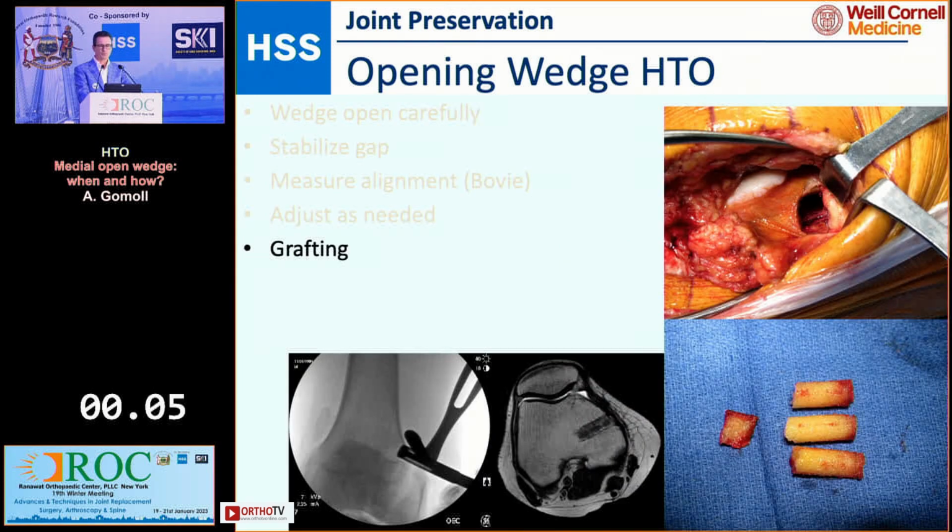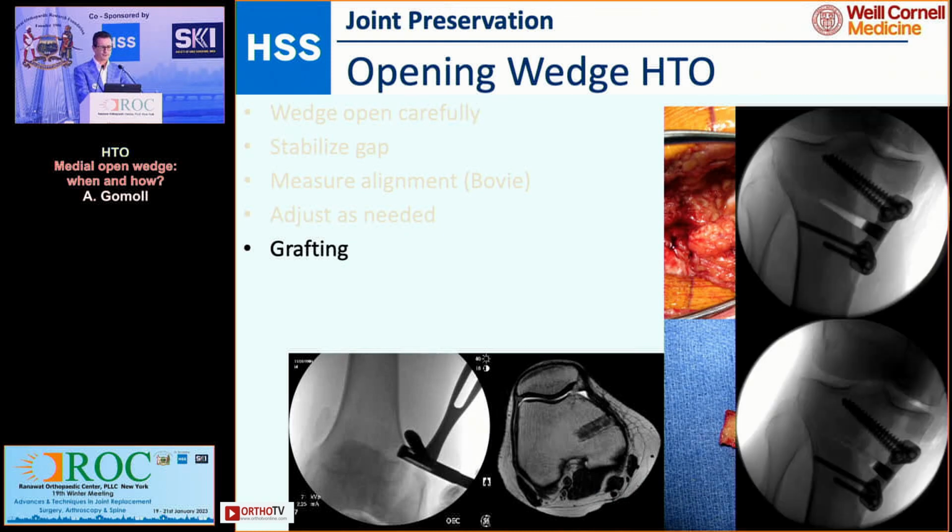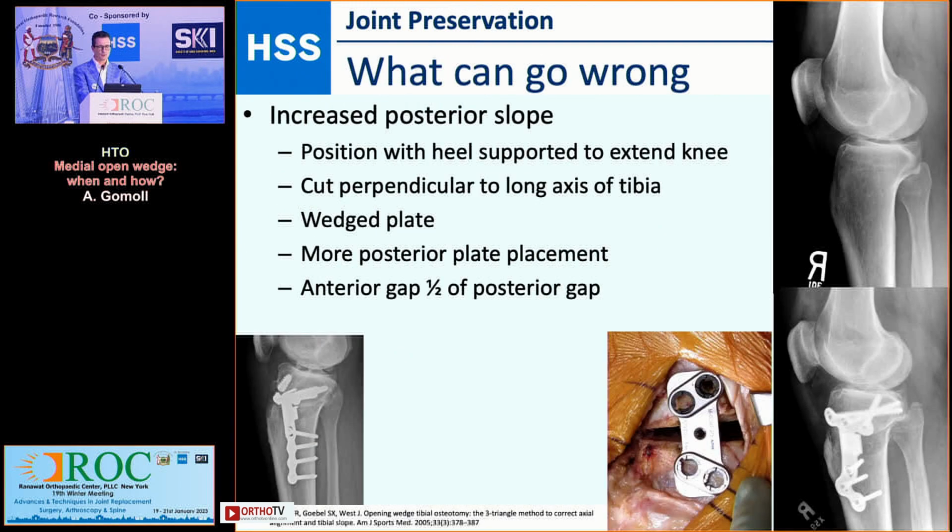Bone grafting is optional. If I have someone who's older, maybe a little osteoporotic, smoker, I would have a pretty low threshold of bone grafting this, and I use autologous autograft from the distal femur.